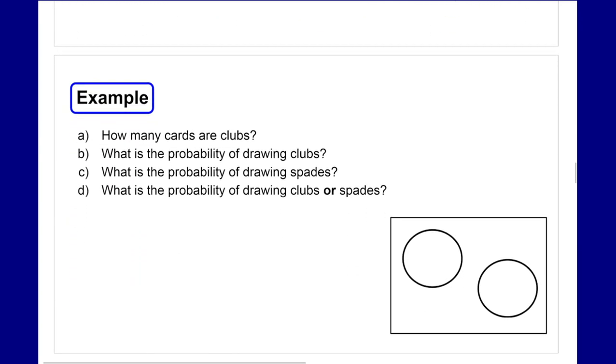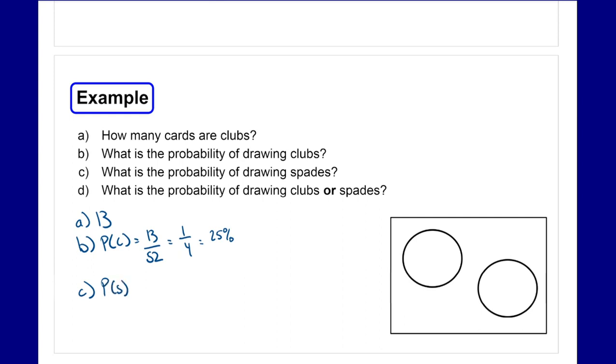So let's look at some examples. So how many cards are clubs? Well, clubs are one suit, so we have 13 cards that are clubs. So for B, what is the probability of drawing clubs? Well, of drawing clubs, we have 13 cards out of a total of 52, or 1/4, or 25%. So 25% chance of drawing clubs. What about the probability of drawing spades? Well, spades are also a suit. So there would be 13 cards out of 52, or 1/4, or 25%.